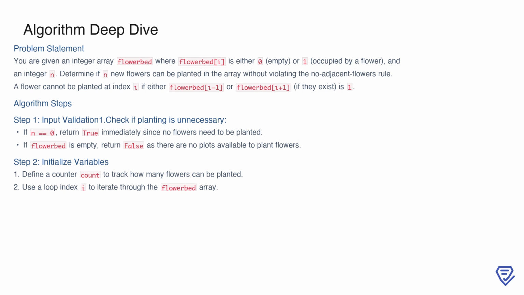Once the input is validated, we initialize two key variables. The first is count, which keeps track of the number of flowers successfully planted. The second is a loop index, I, which we use to iterate through the array. These initial steps ensure our solution is both logical and efficient from the start.